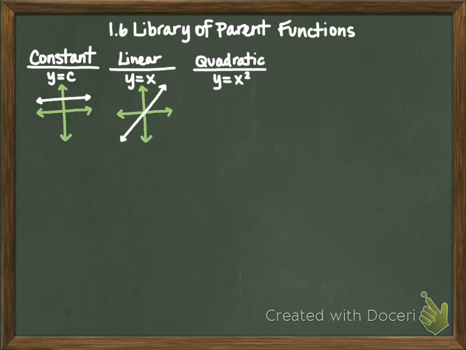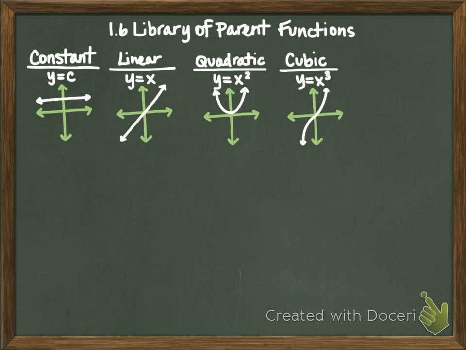Quadratic function, y equals x squared, is going to be a parabola that opens up and the vertex is at 0, 0. A cubic function, y equals x cubed. Okay, so it's going to look like an upside down parabola on the left hand side and then a right side up parabola on the right hand side. So it's kind of a curvy S shape.